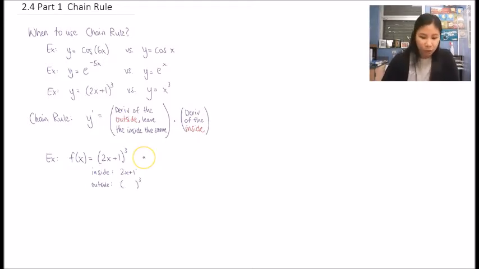Okay. Following our chain rule, to find the derivative of f of x, we're writing it as f prime of x. This is going to be the derivative of the outside, leaving the inside alone. The outside was my something cubed, so we would use the power rule to turn this into 3, because we bring the exponent down to the front, and then the exponent drops by 1, so it now becomes squared. Leaving the inside the same means that the 2x plus 1 stays there. And then we're going to multiply that by the derivative of the inside.